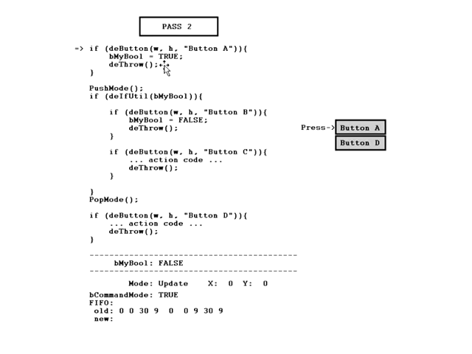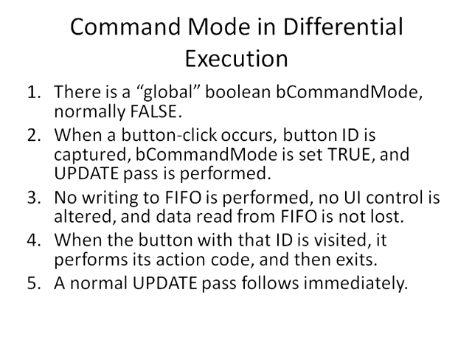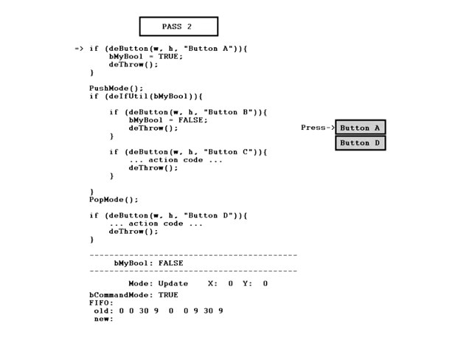Okay, so remember, these are the steps it's going to take. No writing to the FIFO is performed, no UI control is altered, and data read from the FIFO is not lost. It's going to perform the exit code and then exit. So here goes. Okay, button A recognized its ID and returned true, and that allows its action code to be executed.